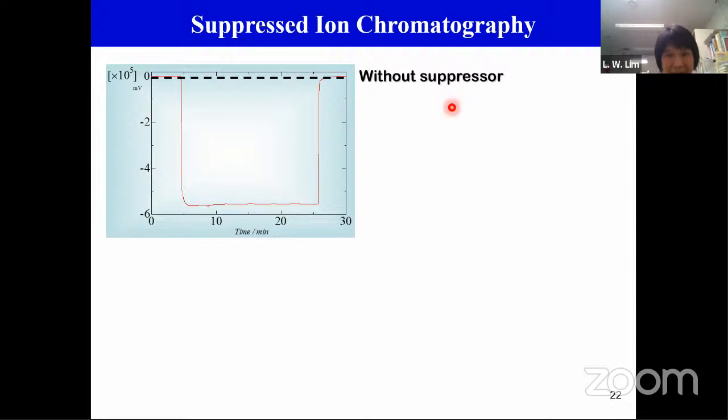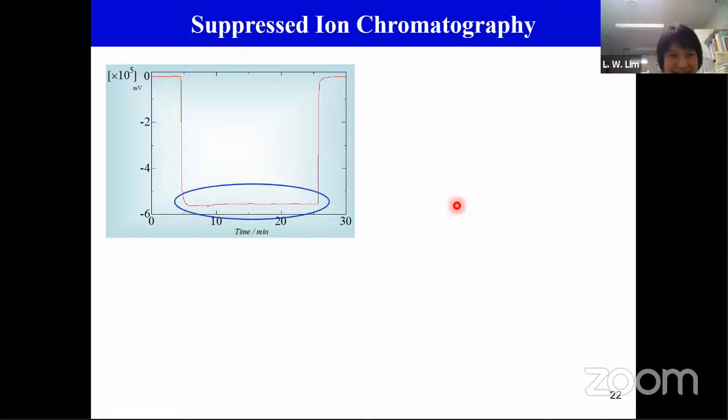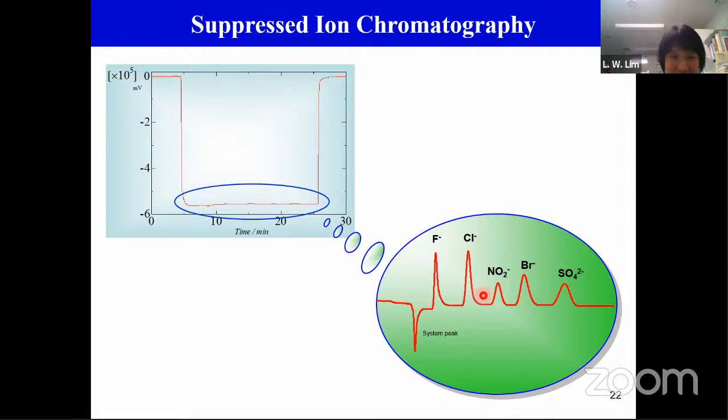This is the baseline when we work without a suppressor column. But with the suppressor here, the background of the eluent will be reduced. If you enlarge here, you can see there are actually some peaks here. If you do not use a suppressor, the background will be like this, and whatever comes out in the lower area, you cannot see at all.